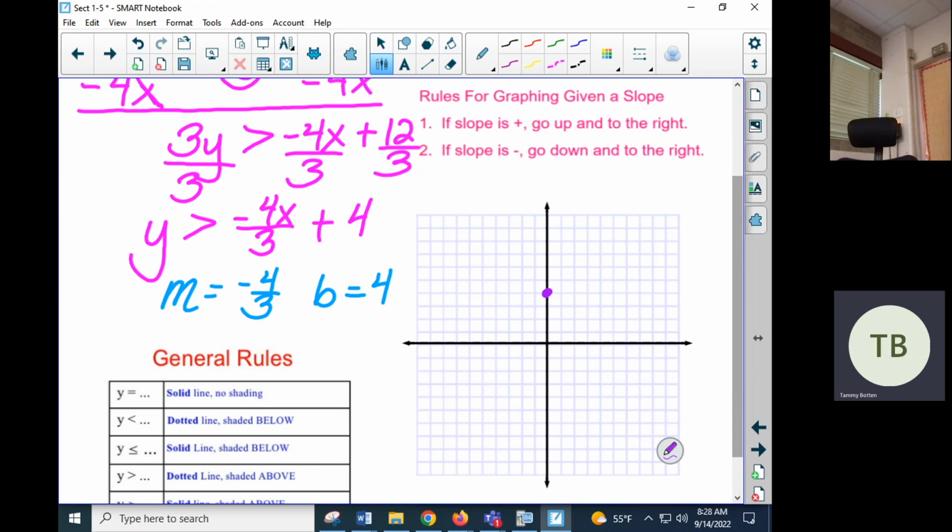Now, if our slope is -4/3, where do you go? Do you go up and to the right or down and to the right? Down and to the right. So I would go down 1, 2, 3, 4, over right 1, 2, 3. And keep going. Down 1, 2, 3, 4, over 1, 2, 3.